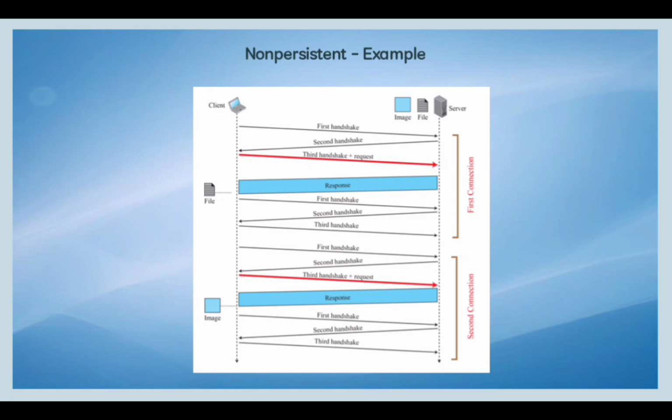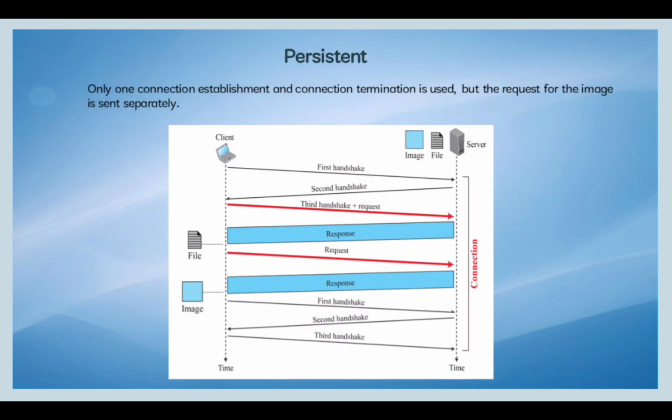See the figure. The client first initiates the TCP connection. The server will accept the TCP connection, the request and the response. The persistent connection: only one connection establishment and connection termination is used, but the request for the image is sent separately. HTTP 1.1 made persistent connection the default mode. The server now keeps the TCP connection open for a certain period of time after sending the response. This enables the client to make multiple requests over the same TCP connection.